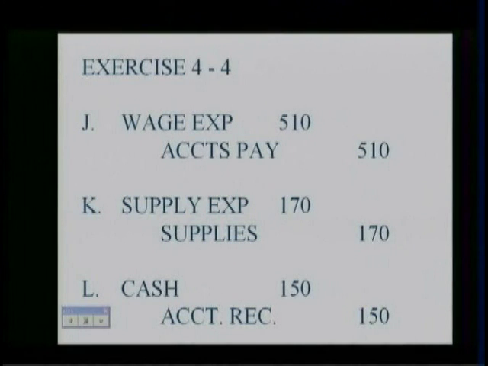Finally, in letter L, the customers actually paid us a total of $150 that they owed us. If they paid us, then our cash went up. So we increase the asset of cash by debiting it $150. And we decrease the amount that's owed to us. Remember, that's an asset that we're going to decrease. So we decrease accounts receivable $150.